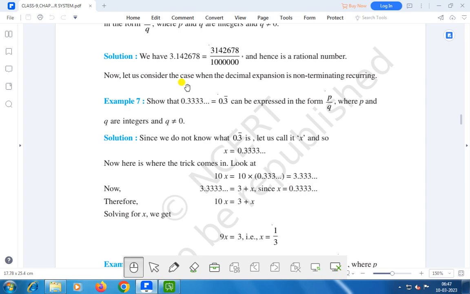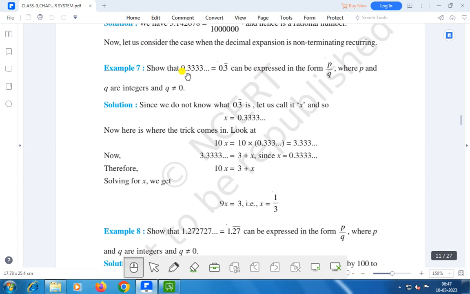Let us consider the case when the decimal expansion is non-terminating recurring. So 0.3333, or 0.3 bar, can be expressed in the form p by q, where p and q are integers and q is not equal to 0. Let us call it x, so x equals 0.3333. Now here is where the trick comes in.